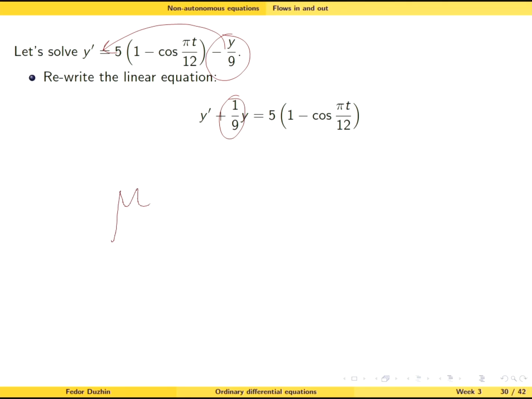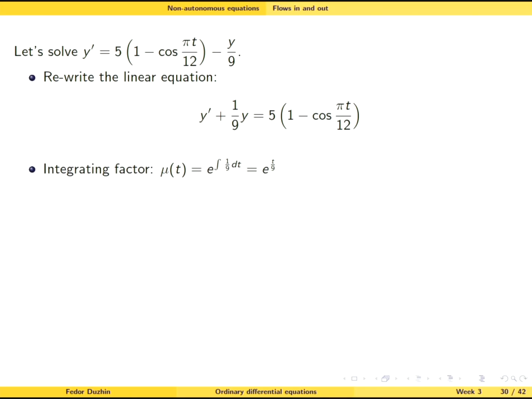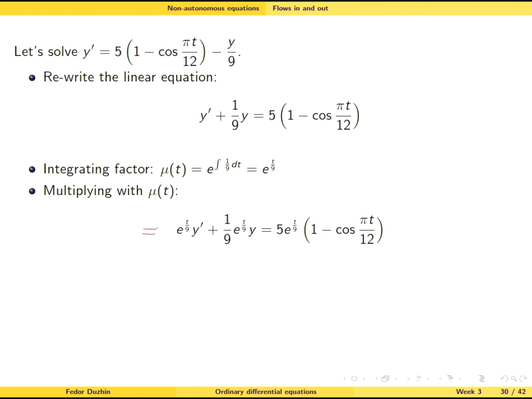So the integrating factor is going to be e to the power integral of 1 over 9 dt. The integral of 1 over 9 is t over 9, so this is e to the t over 9. And that's what we did. So that's the integrating factor. And then we multiply by the integrating factor. The reason we did it is because now the left-hand side is e to the t over 9 times y, everything prime.